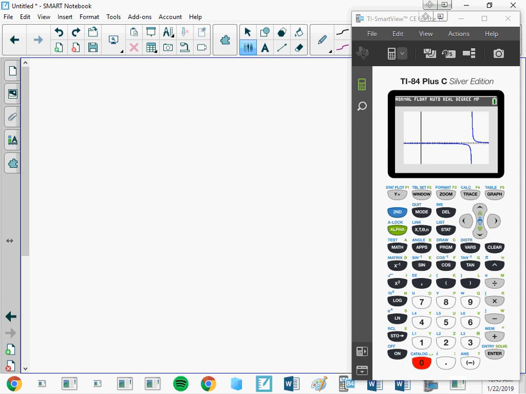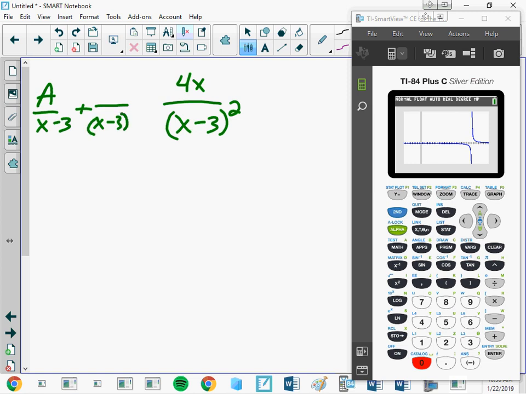All right, partial fractions. 4x over x minus 3 squared. How many partial fractions will this have? 2. It has one factor, x minus 3, and that factor has a multiplicity of 2, so we also have to do that multiplicity. So A over x minus 3, and then the other one will be x minus 3 squared. Do I need a Bx plus C on that one? No. So I just need a B.